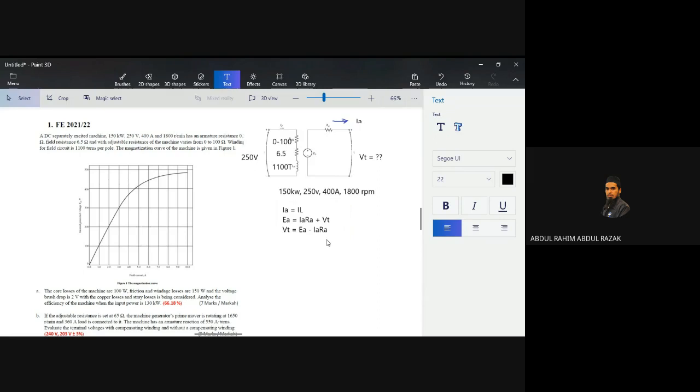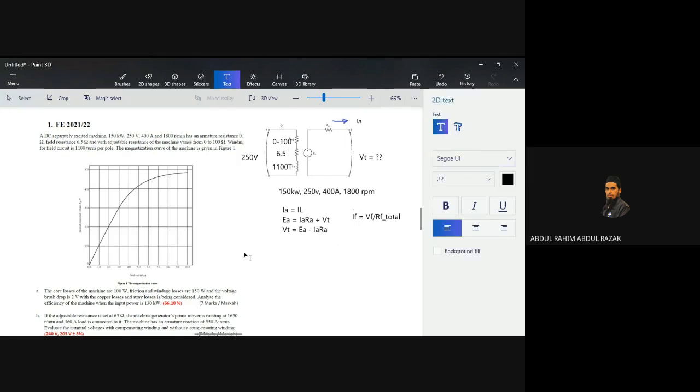What else can we write here? The field current IF is equal to VF over RF total. So draw the circuit, jot down all the information, and derive the equation. Okay, we start with the question.